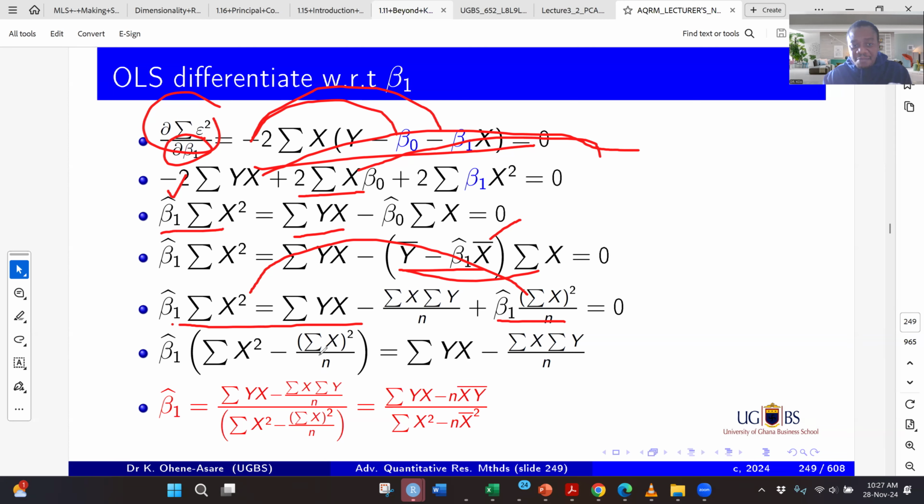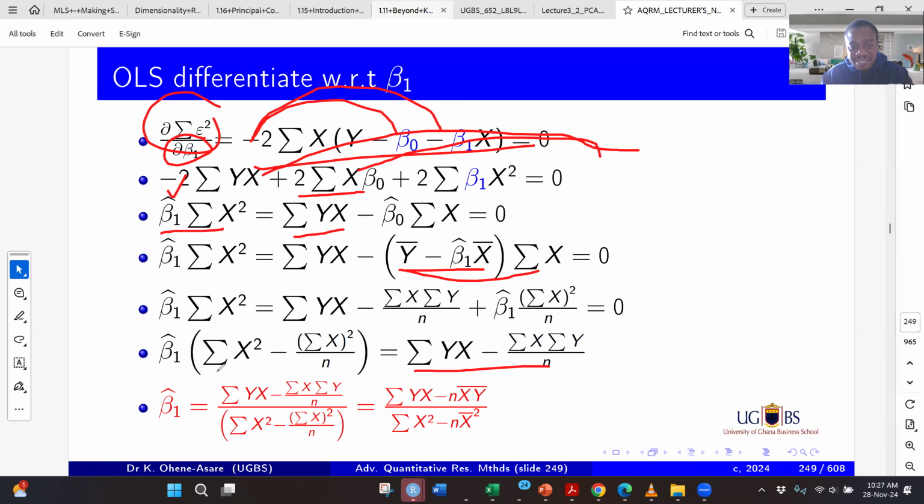So I bring it here, but it becomes minus, which is what I have here. And now I can factorize out the beta 1 cap, which is what I did here. These other ones are left as they are on the right-hand side. They haven't changed. So I leave them as they are. They haven't changed at all. So at this stage, the right-hand side hasn't changed.